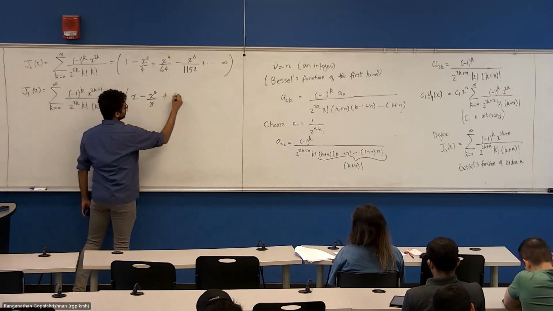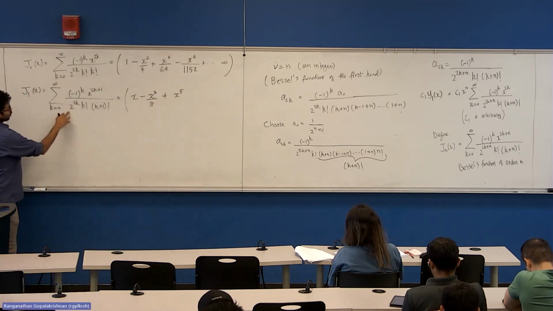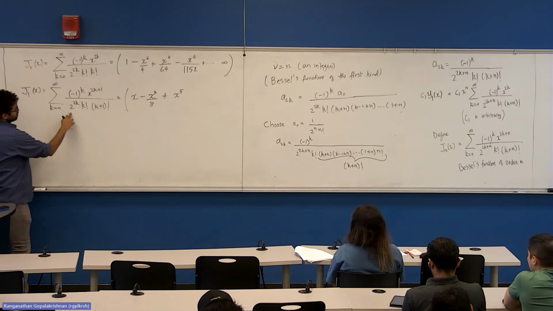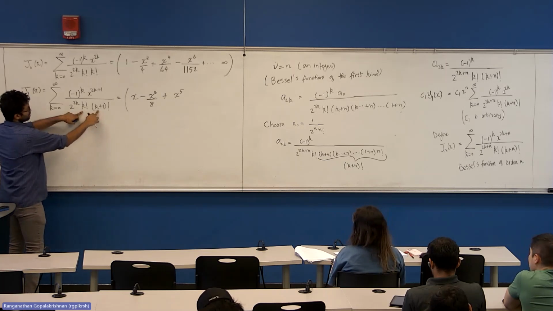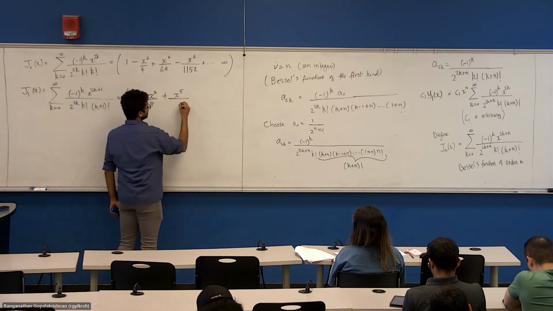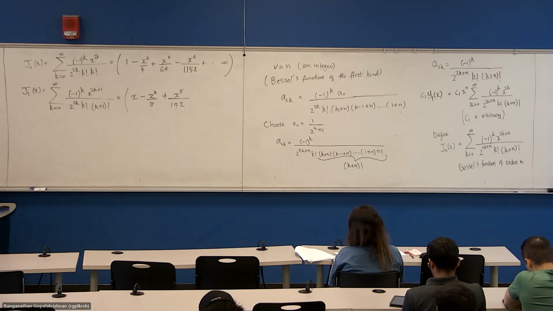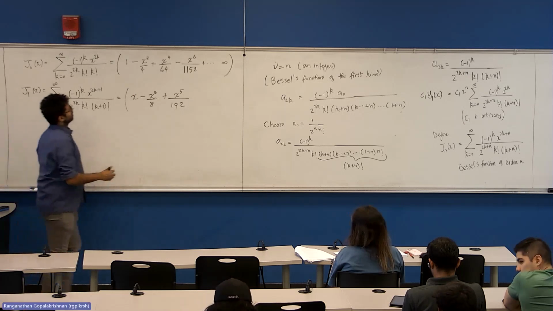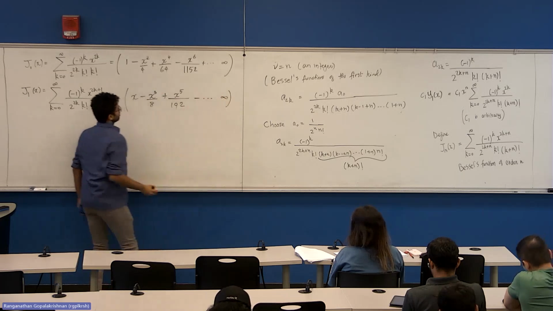Plus x power 5, 2 power 4 is 16, 16 times 2, 32, 32 times 6. What is 32 times 6? 192. Right? 32 times 6. Yeah. Minus and so on up to infinity.